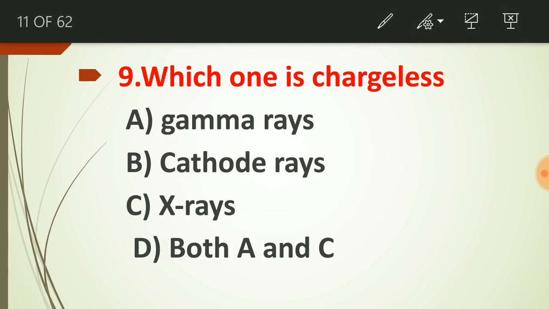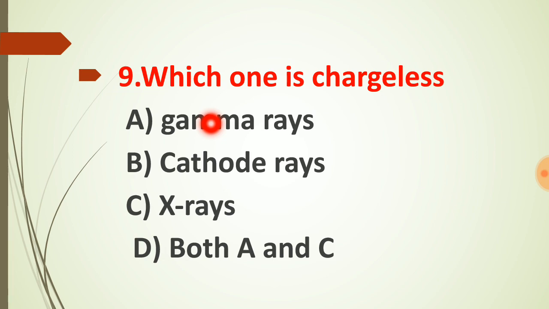Now let us move to question number 9. Which one is chargeless? Gamma rays, cathode rays, X rays. Cathode rays are the beam of electrons.